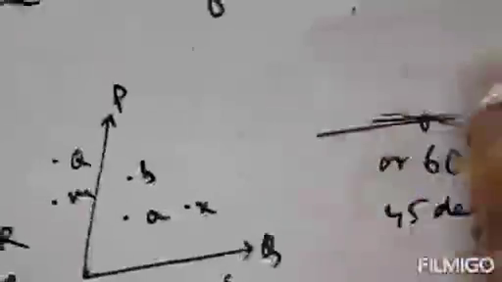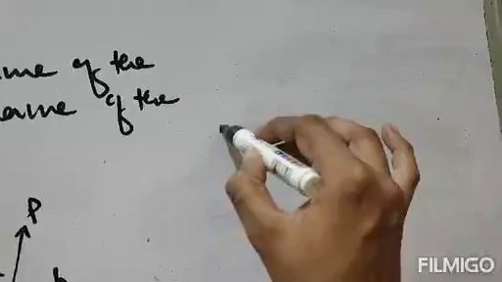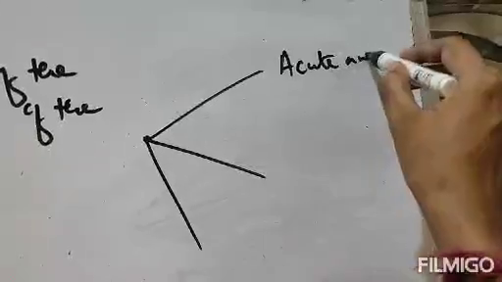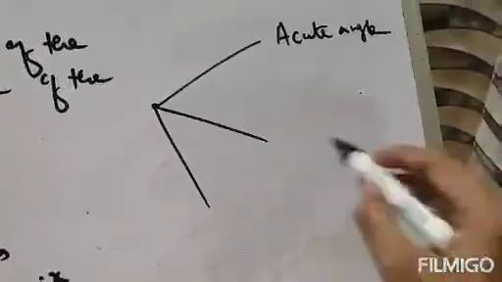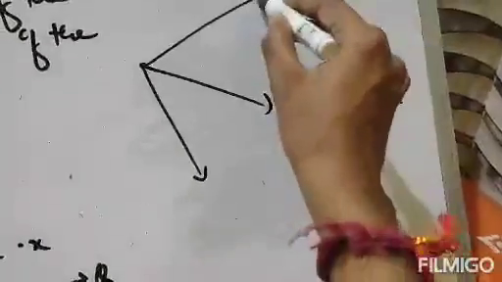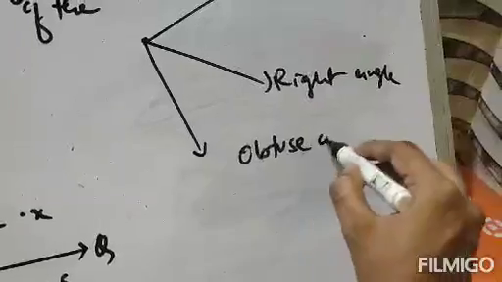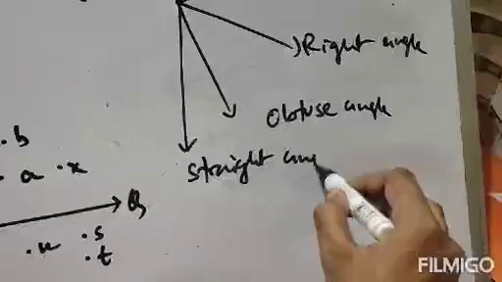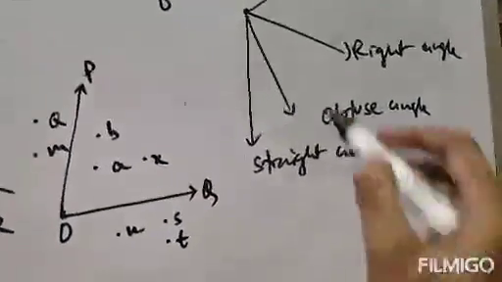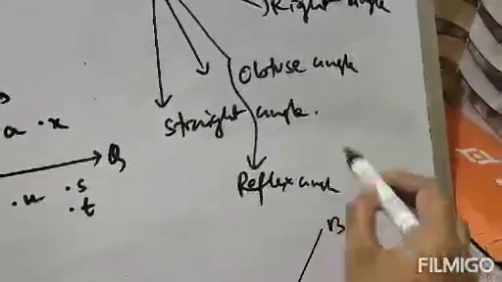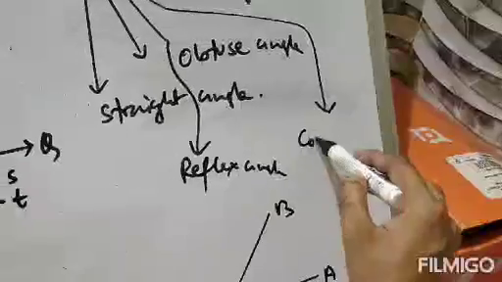Clear? Next, types of angle. How many types of angle are there? First is acute angle. Next, right angle. Next, obtuse angle. Next, straight angle. Next, reflex angle. And finally, the last one, that is complete angle.